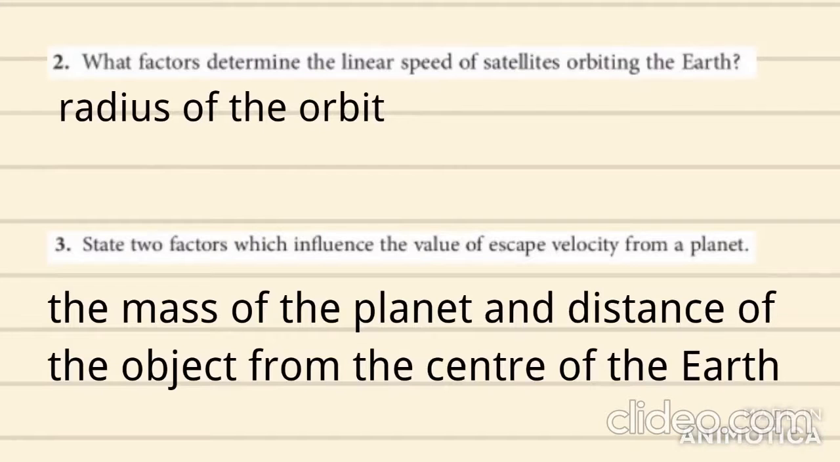Third question, state two factors which influence the value of escape velocity from a planet. The first factor is the mass of the planet, and the second factor is the distance of the object from the center of the Earth.